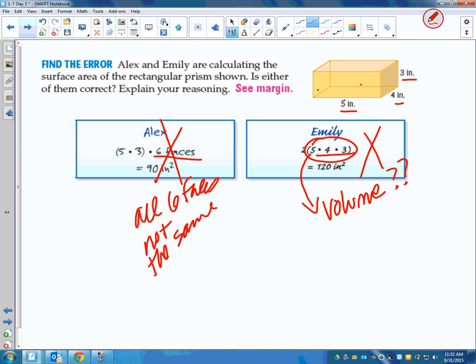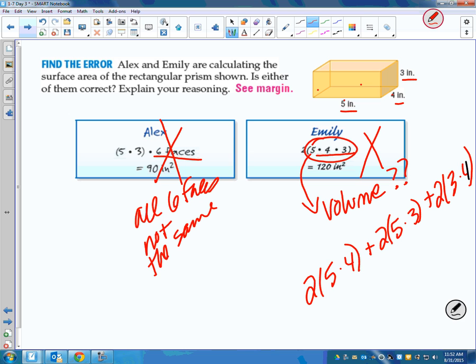So I did it my way. I did 2 times 5 times 4 for the base, and then 2 times 5 times 3 for the front and the back, and then 2 times 3 times 4 for the ends. And I got 94 also. Did anybody do it the other way, the Ph plus 2B? Did you do that? I just put the equation down and then I was trying to figure it out. You should get the same answer.